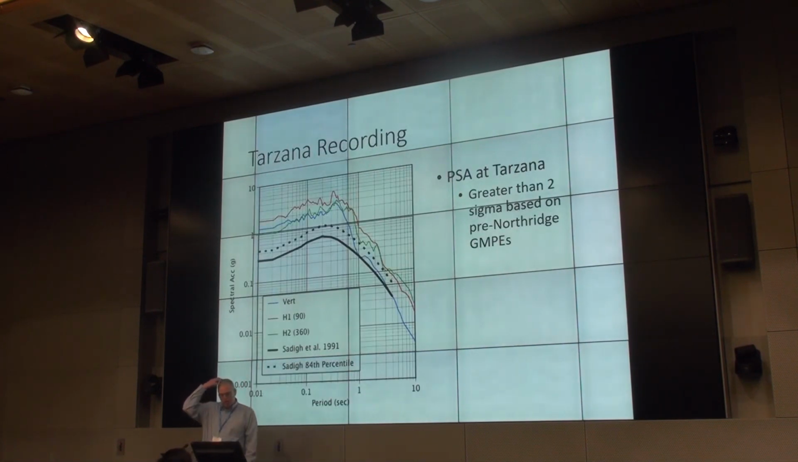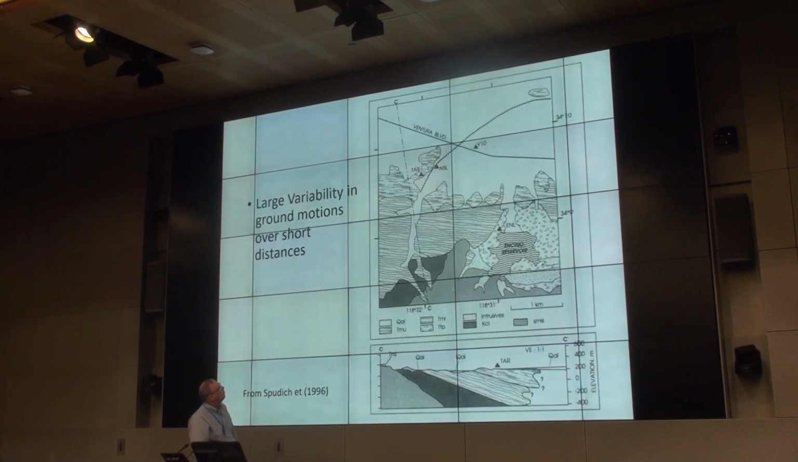Another issue from Northridge was some big recordings, particularly Tarzana, one of our really large recordings. So we're up to about 5G spectral acceleration there in the middle of the period range. At the time, the black line was a median model we've been using, and the 84th percentile is the dashed line, and we're way above that, right? So this is a really big ground motion, and people spend a lot of time looking at this one and trying to understand it.